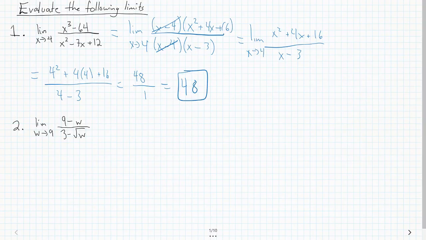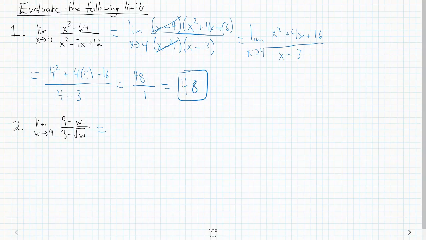Any questions on that? If so, please let me know. If not, we'll keep on chugging along. Okay, so now on to our next one. Limit as w approaches 9 of 9 minus w, and then we have 3 minus the square root of w.